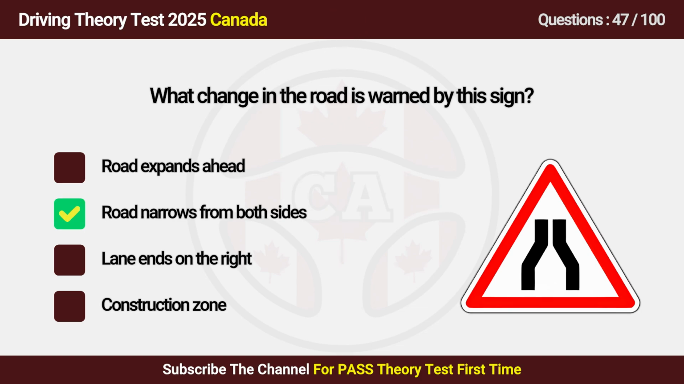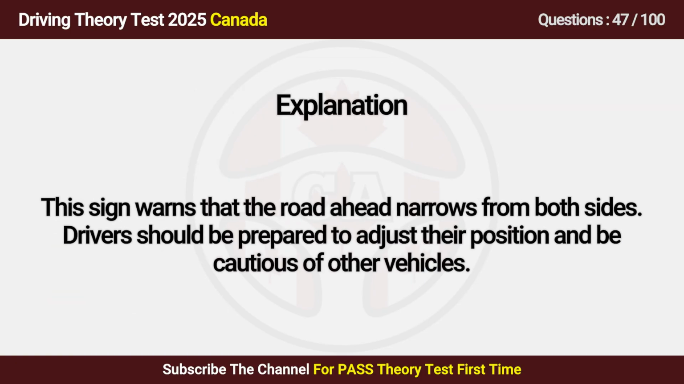Answer is B. Road narrows from both sides. This sign warns that the road ahead narrows from both sides. Drivers should be prepared to adjust their position and be cautious of other vehicles.